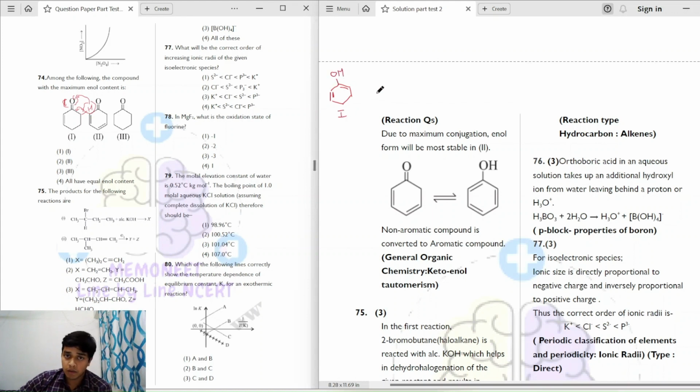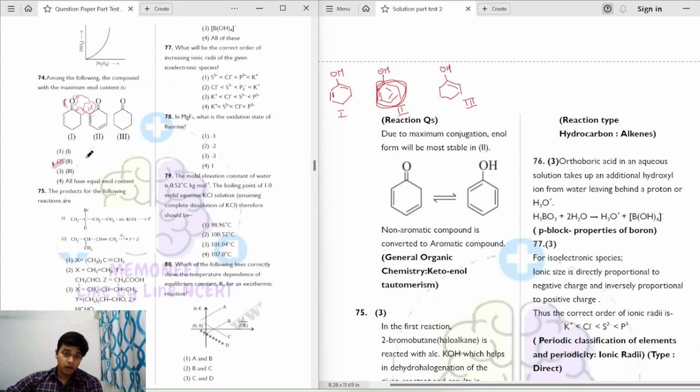If we see for compound 2, the enol form will look like this. And for compound 3, the enol form will look something like this. So if we see that in compound 3, we had 2 double bonds in the ring, and in the enol form 3 double bonds have been made, and the ring has become aromatic in nature, right? Phenol is formed and it is aromatic in nature. So aromaticity stabilizes the compound by a lot. So the enol form is highly stable, and that is why the enol content is maximum in compound 2. So the correct answer will be option 2. Moving on to the next question.